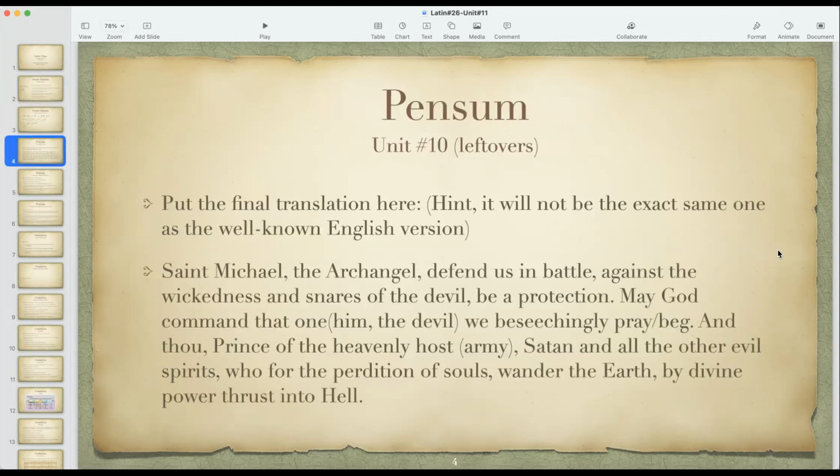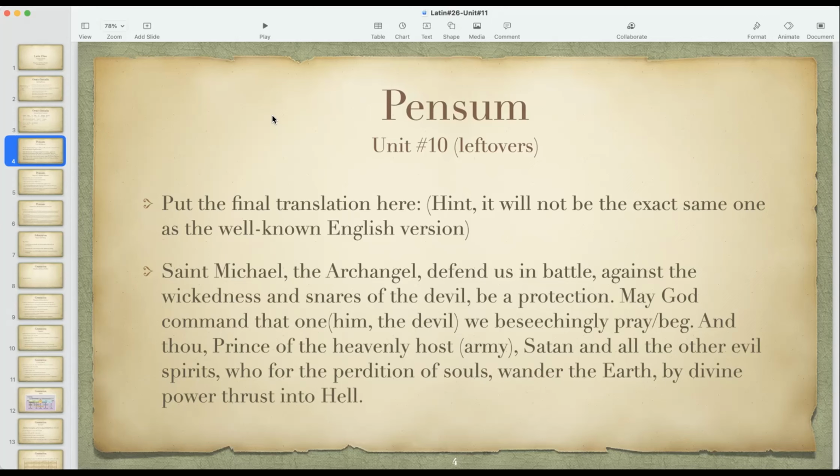All right. What I wanted to do is finish up some leftovers from last time. So I took the words we had from the translation we were working on for the St. Michael prayer and kind of put it together and did a little bit of massaging.